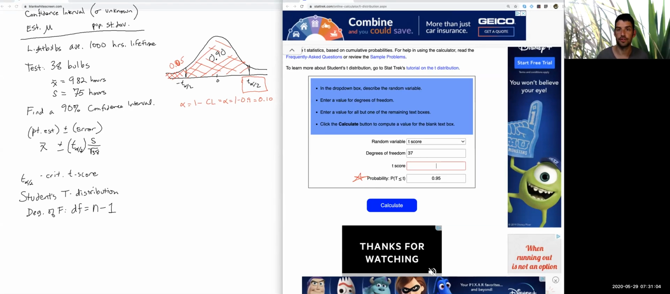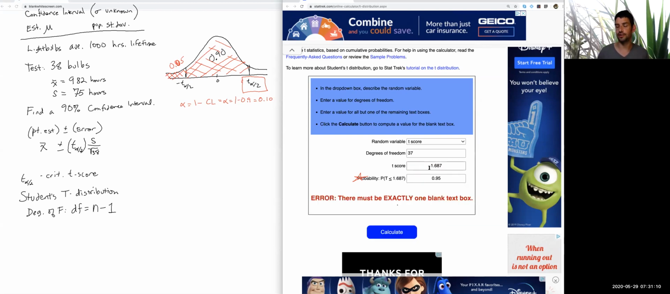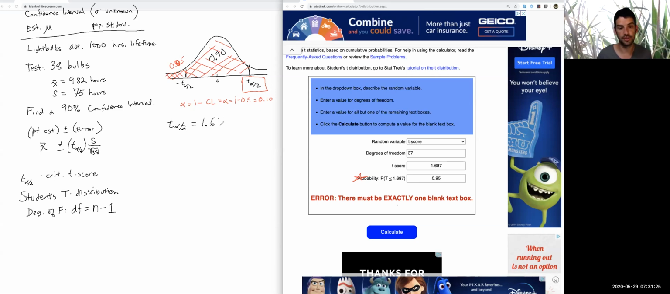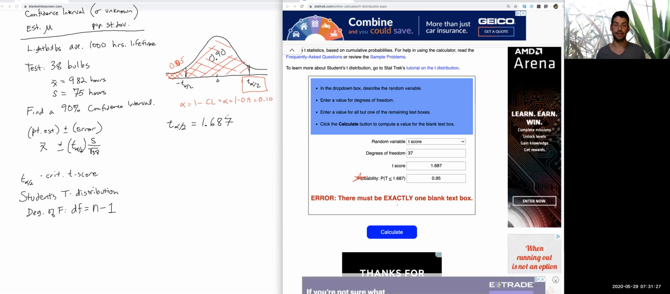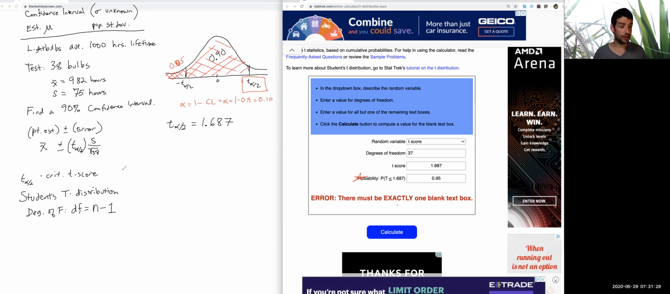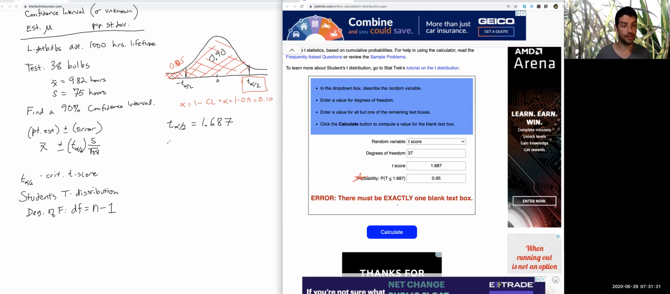for some reason this thing doesn't like, there it goes, maybe. Ah, it already did it. I'm still clicking, it already did. And we see a t-score of 1.687, okay? That is our t of alpha over 2, 1.687, okay? So now we can get to the business of computing our error.